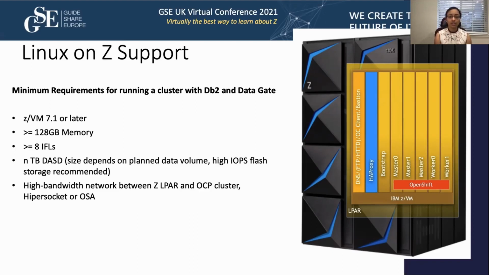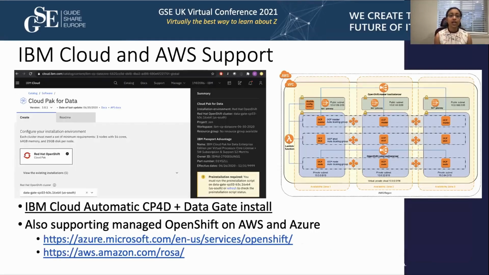Again, Linux on Z. The last one is something we very briefly talked about in the first couple of slides: cloud support. So, it is on the public cloud. We do support IBM Cloud, AWS Cloud, and also Azure. Because AWS and Azure have the ability to do managed OpenShift, and that is the means through which DataGate is also able to run on these platforms.